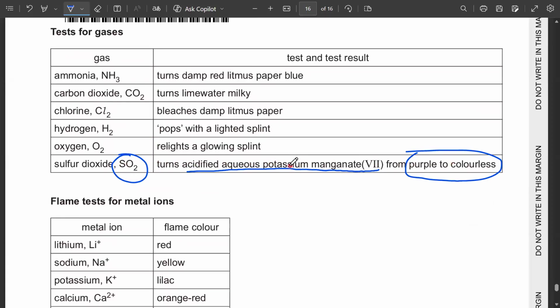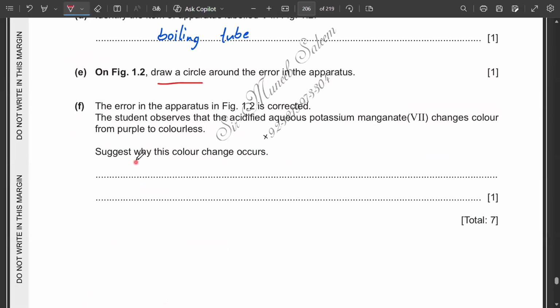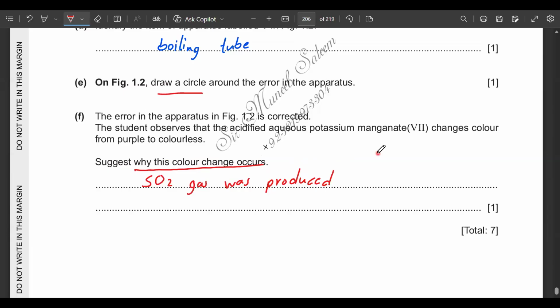So what can we infer about why this color change occurred? Because the gas that was produced was SO2. SO2 gas was produced during the experiment, when the fuel was burned. I hope it's clear to everyone.